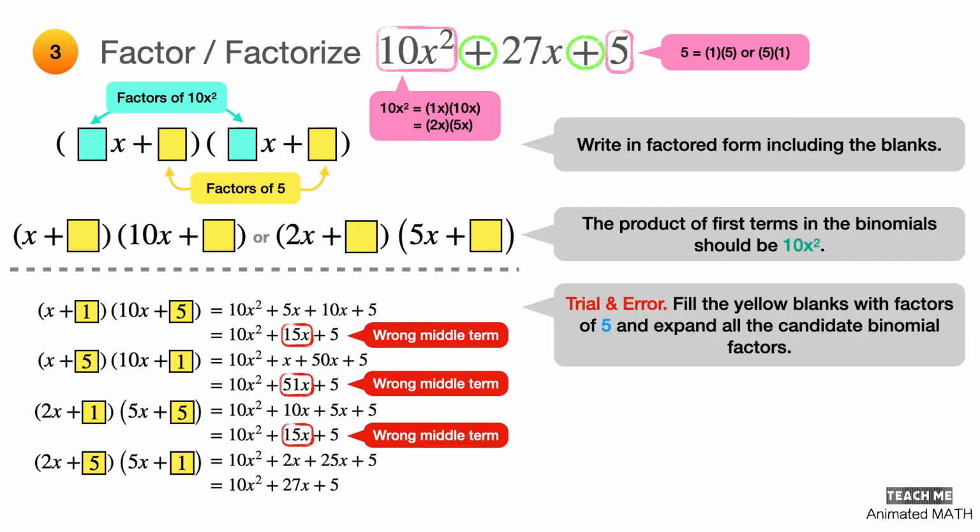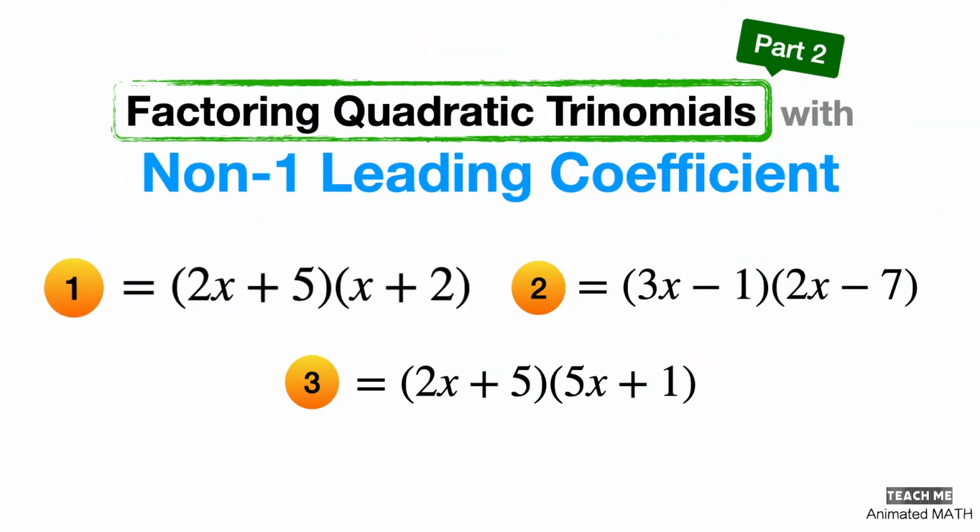The middle term of the fourth candidate factors is 27x, which is exactly what we are looking for. Now that we have verified these factors, the final answer is 2x plus 5 times 5x plus 1. And here is the answer key for this worksheet.